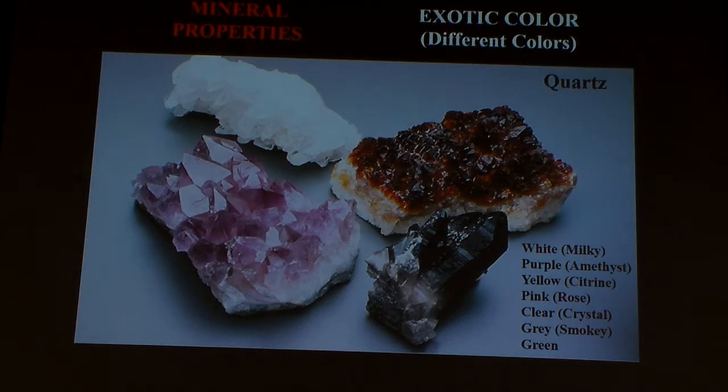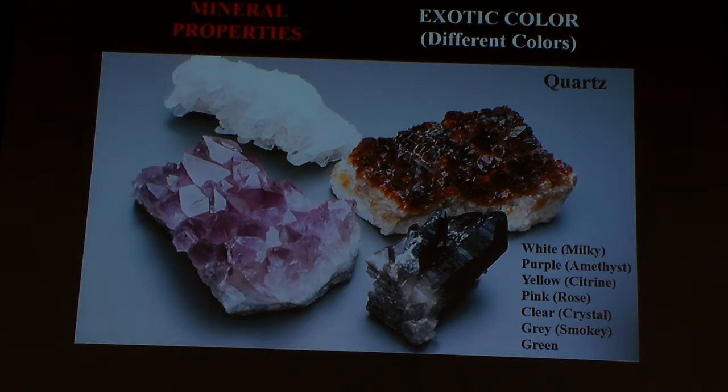So quartz is an example of a mineral that has a wide variety of colors. Some of these even have gemstone names. Quartz is a semi-precious gemstone. You can get quartz that's clear to milky white. You can get quartz that's purple. It's called amethyst, a gemstone. Yellow quartz is called citrine. It also comes in pink, clear, and green. And the gray quartz is called smoky quartz.